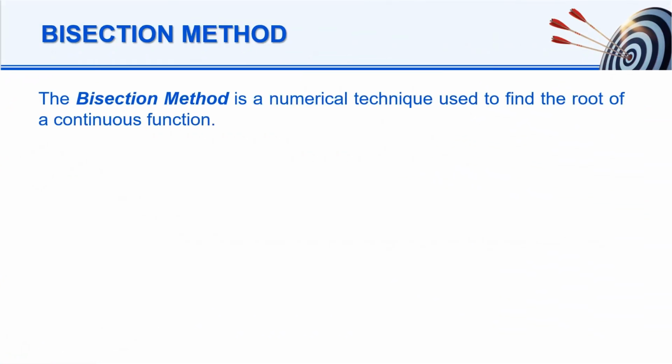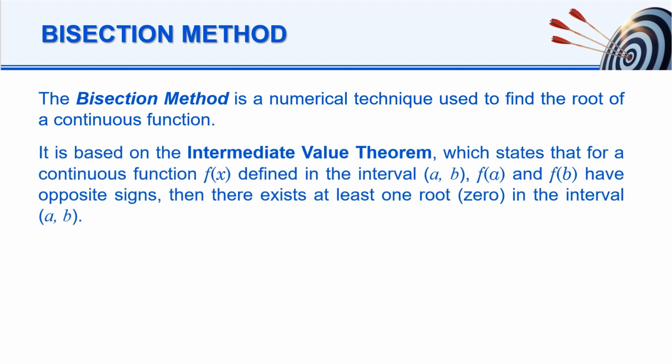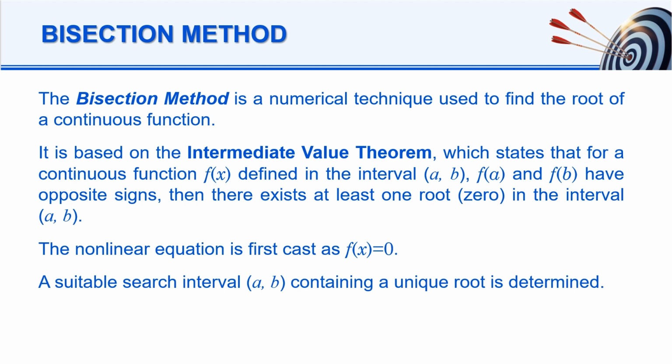The bisection method is a numerical technique used to find the root of a continuous function. It is based on the intermediate value theorem, which states that for a continuous function f(x) defined in the open interval (a, b), if f(a) and f(b) have opposite signs, then there exists at least one root in the interval (a, b). The nonlinear equation is first cast as f(x) equals 0. Then, a suitable search interval containing a unique root is determined.